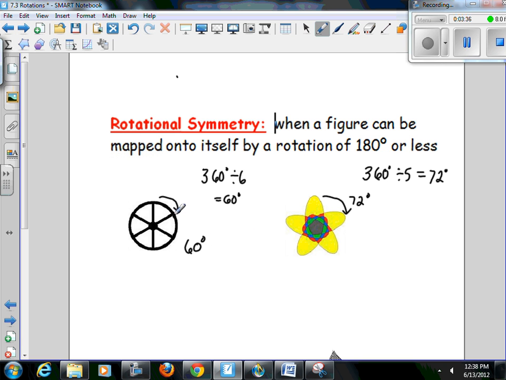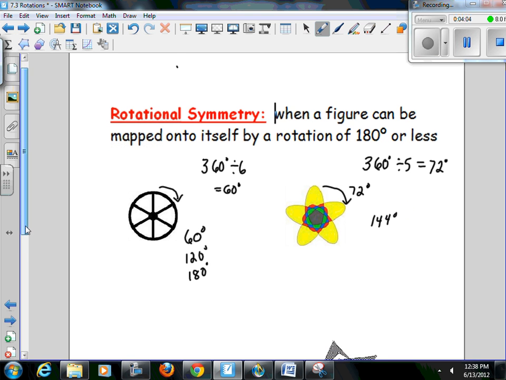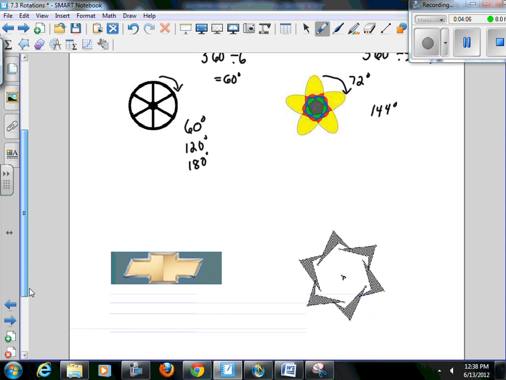For instance, with this first one, you could rotate it 60 degrees, then you could also rotate it 120 degrees, and you can rotate it up to 180 degrees and still have this. With this figure, you can rotate it 72 degrees, then you can rotate it another 72, so you end up with 144, and still have rotational symmetry. You still get the same figure you started with.